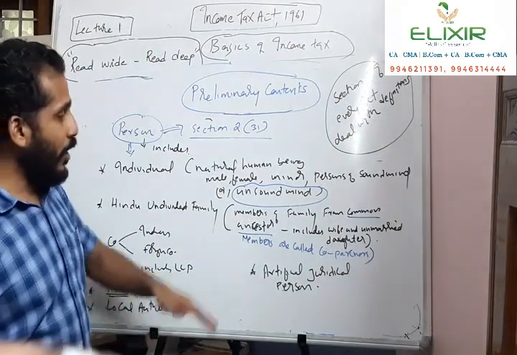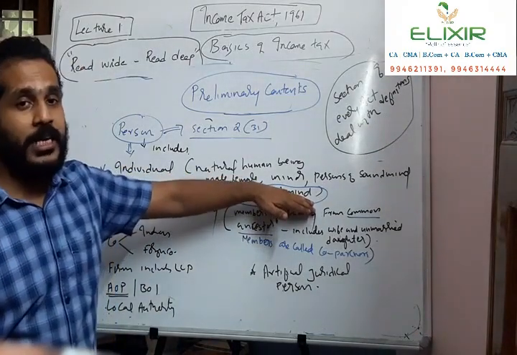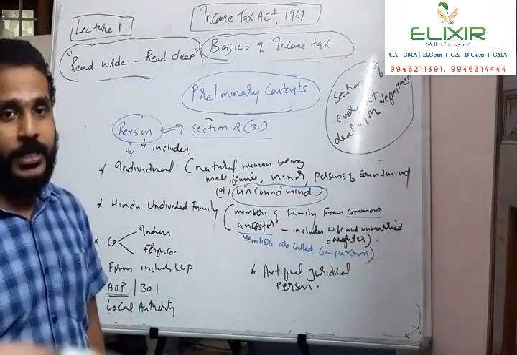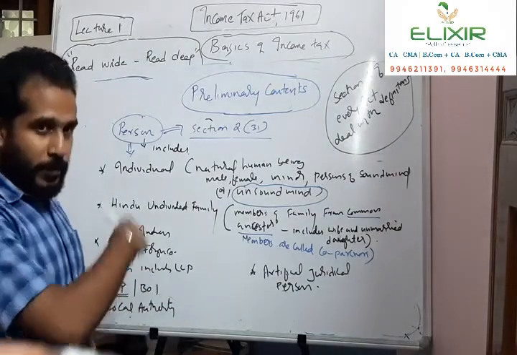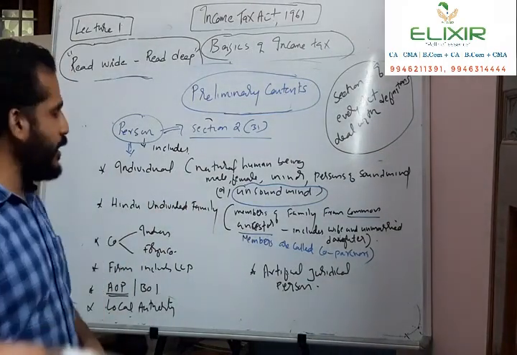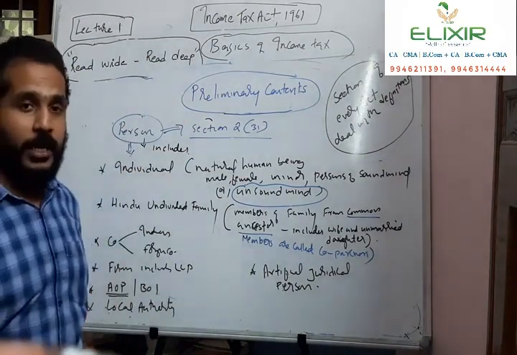You may wonder how an unsound mind can be considered for taxation, because as per the Contract Act, a contract with an unsound mind person is not valid. It is void ab initio. But for the purpose of taxation, even an unsound mind person can be categorized in the category of individual and can be charged for income tax purposes.